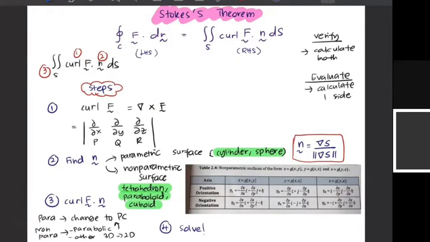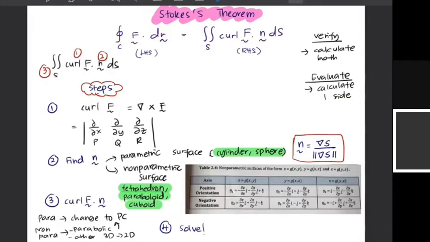Same as Green's theorem, if the question asks you to verify, then you must calculate both sides. First calculate the left hand side, and then calculate the right hand side, and the answer must be the same, equal. If the question asks you to evaluate, you just calculate one side.